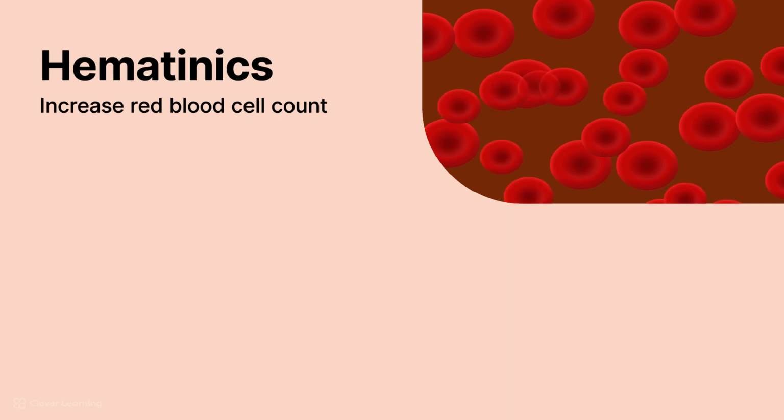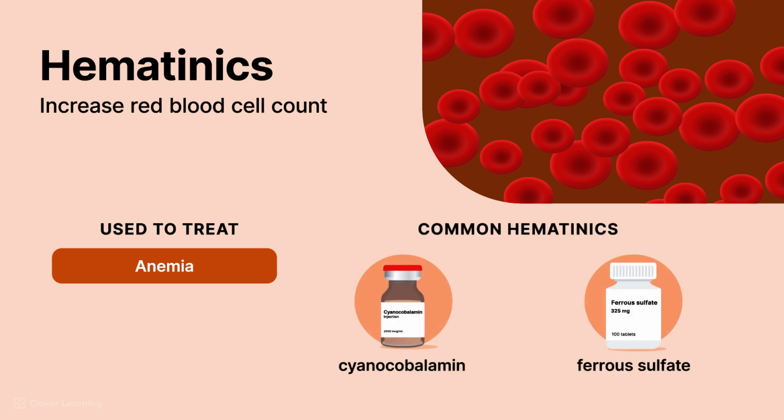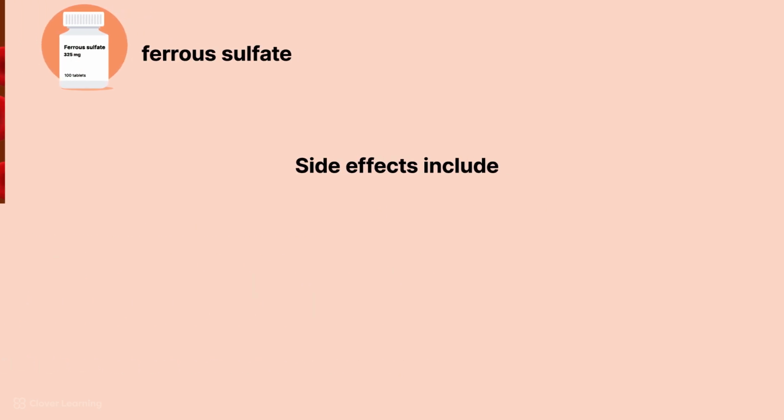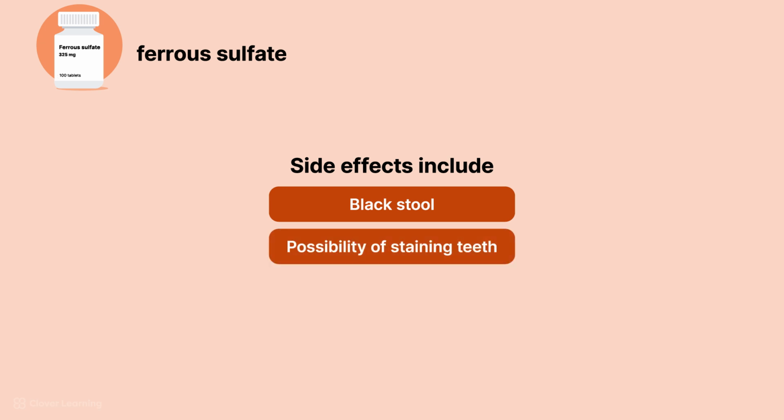Hematinics are used to increase red blood cell counts. Hematinics are used to treat conditions like anemia. Common examples of hematinics are cyanocobalamin and ferrous sulfate. Patients should be made aware that side effects of ferrous sulfate include black stool and the need to use a straw when consuming it in liquid form to avoid staining their teeth.